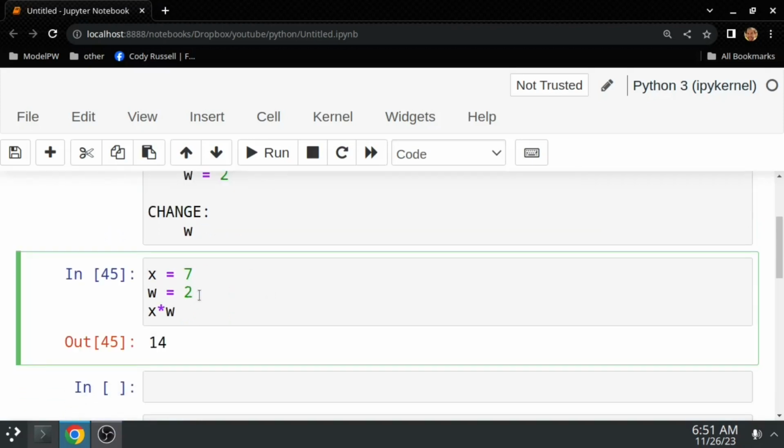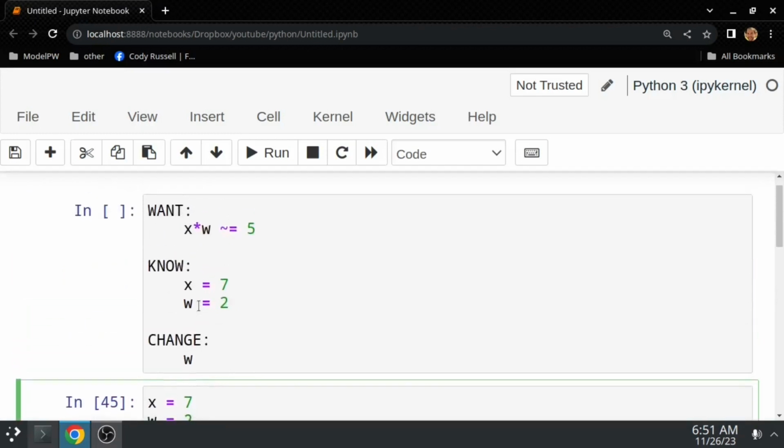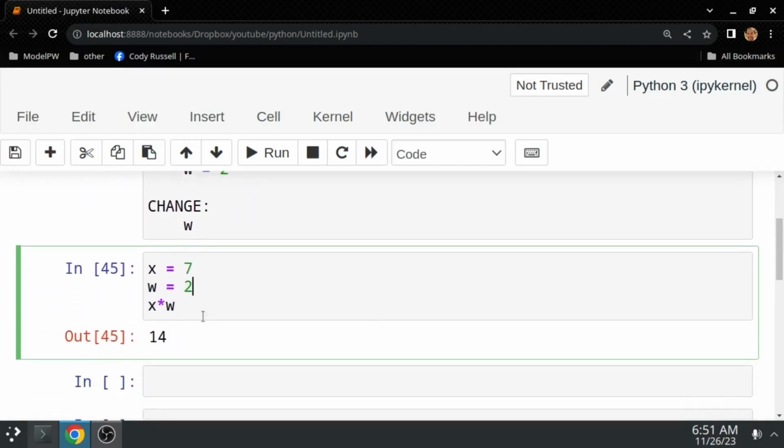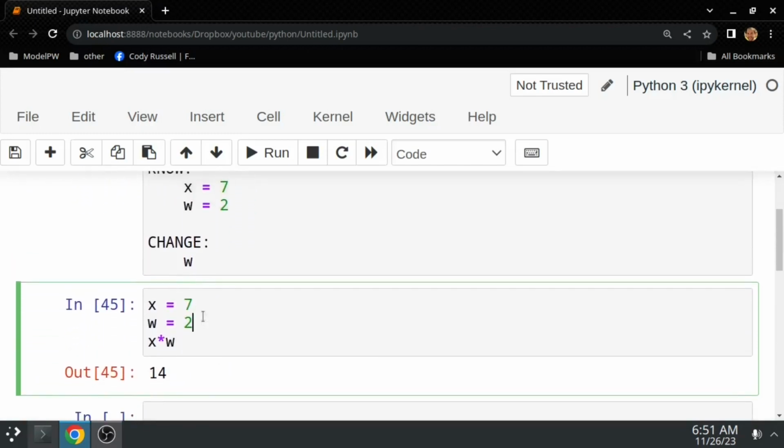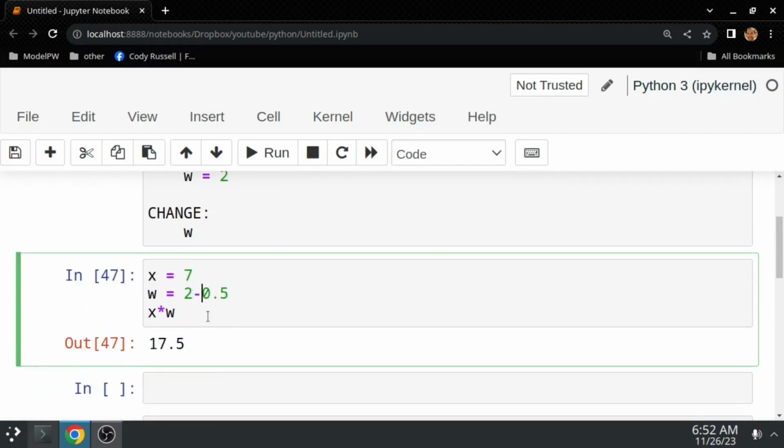X is 7, w is 2, x times w is 14, but we want it to be approximately equal to 5. So we can change the w by adding or subtracting. If we go negative, okay, that's better. If we do negative 1.5, that's a bit better. Do 1.8 or negative 1.8. We want the negative to be closer to 0 than it is right now.